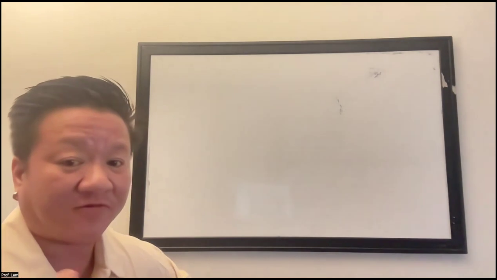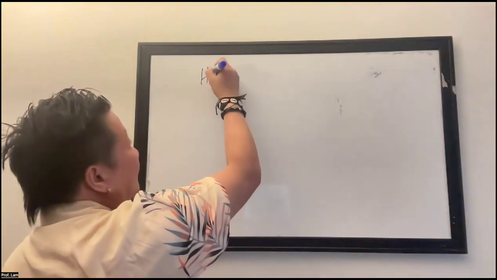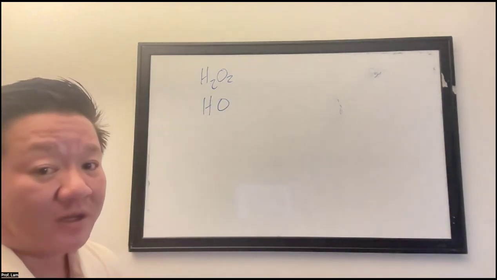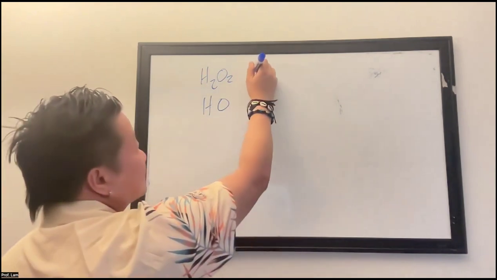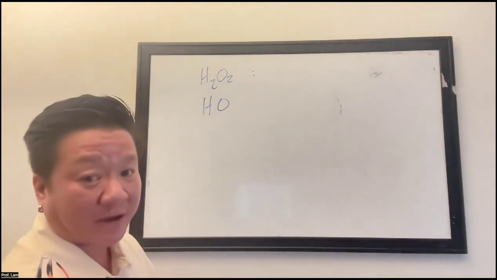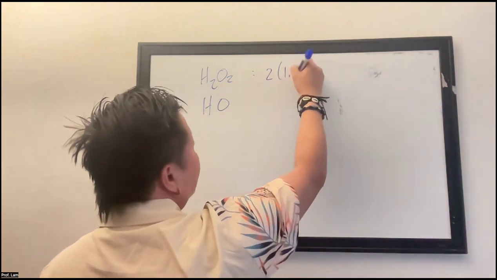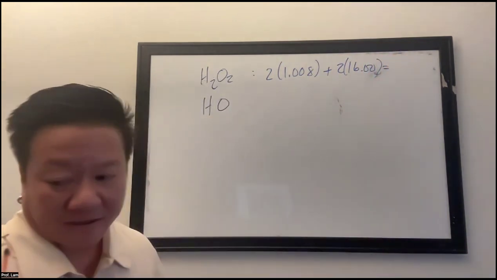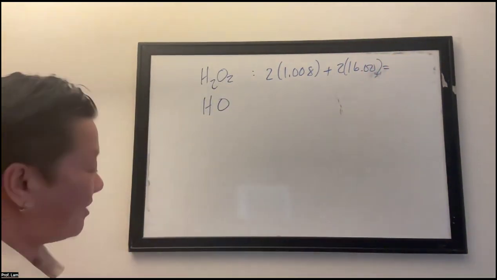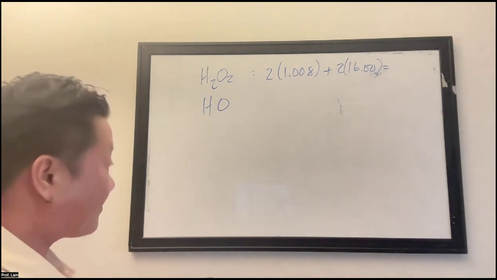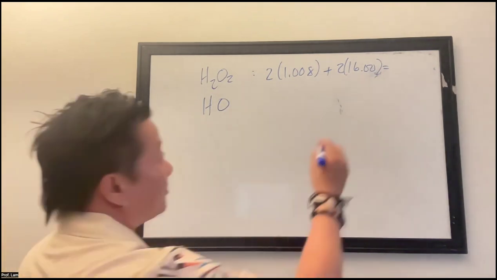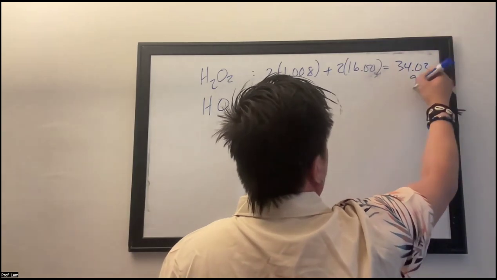Now, let me show you something on the board as well. It's not just the atoms that differ by a factor. It's also their mass, which makes sense, right? So if we calculate the molar mass of hydrogen peroxide here, 2 times 1.008 plus 2 times 16, the molecular mass of hydrogen peroxide would be 34.02 grams per mole.